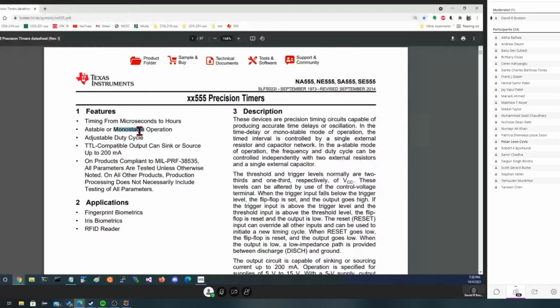It is TTL compatible. Notice, please, that it can sink or source. Sink means into the chip, source means out of the chip. Either 200 milliamps on this particular one. That's plenty to do our LED. We could do a lot of stuff with 200 milliamps. It is TTL compatible, so we can assume that if we operate it at 5 volts, the inputs and outputs will work just fine with TTL.